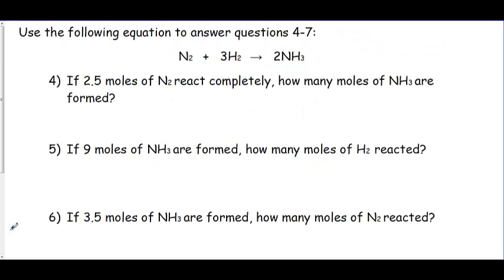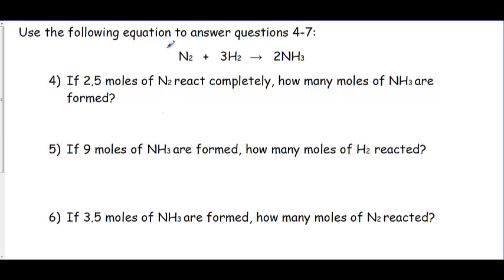All right, so let's look at a couple of other ones here, and then we're going to be finished. So use the following equation here. N2 plus 3H2 gives us NH3. So that's nitrogen gas plus hydrogen gas will give us ammonia. Let's double check to make sure that it's balanced. So we have 2 N's, 2 N's, 6 H's, 6 H's. We're good. 4. If 2.5 moles of N2 react completely, how many moles of NH3 are formed?